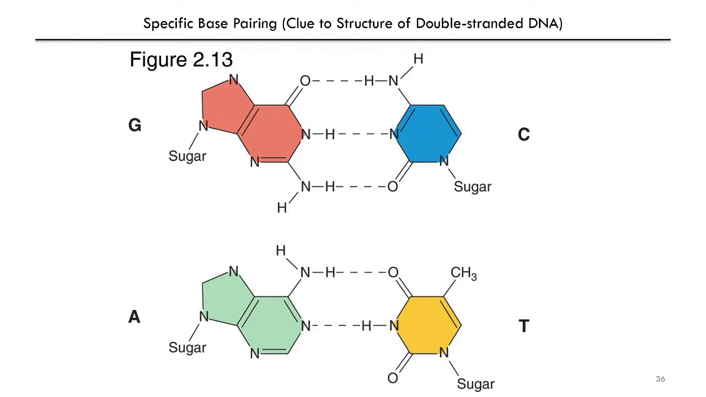Based on this, Watson and Crick proposed a mechanism of base pairing that involved hydrogen bonding, as part of their model for a double-stranded DNA double helix. In Watson-Crick base pairing, GC pairs form 3 hydrogen bonds and AT pairs form 2 hydrogen bonds.